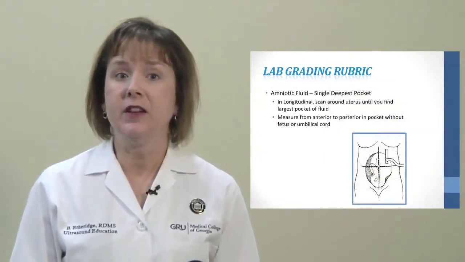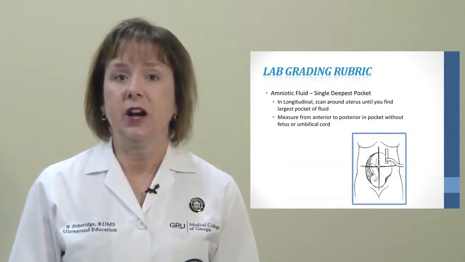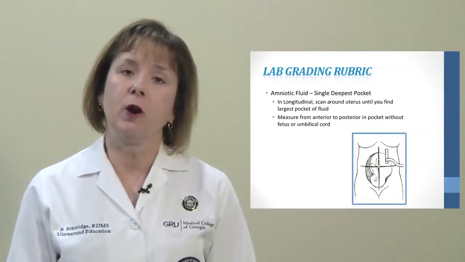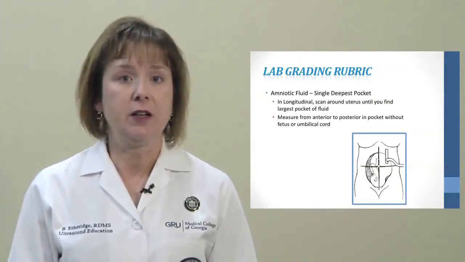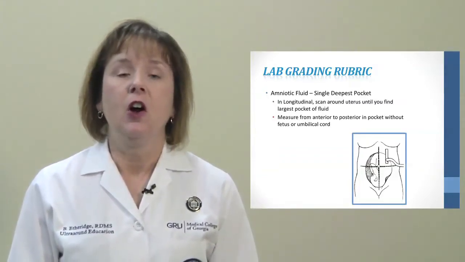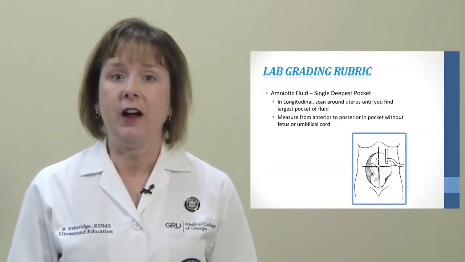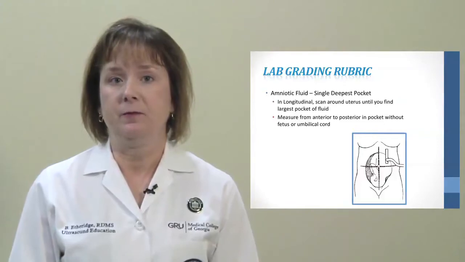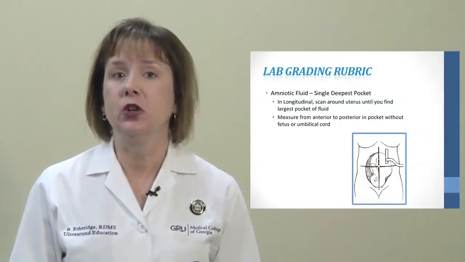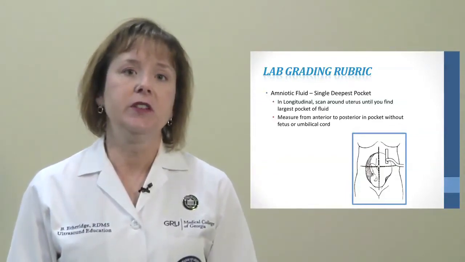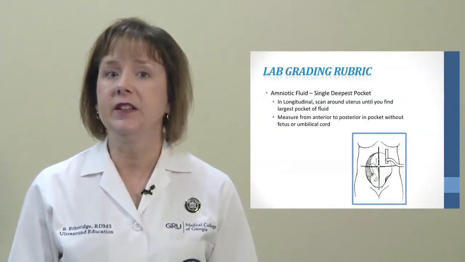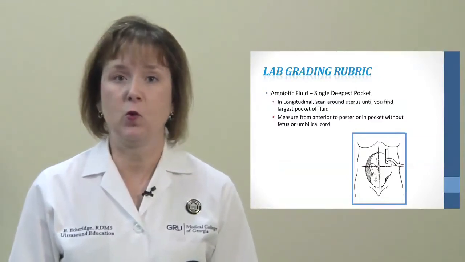The last aspect of the exam that we will address in lab is the documentation of amniotic fluid in the pregnancy. Amniotic fluid is crucial for growth and development of the fetus and should be documented on the ultrasound. Two objective methods of amniotic fluid measurement are the amniotic fluid index, or AFI, and the single deepest pocket method. We will be using the single deepest pocket method, which should normally range from 2 to 8 centimeters. To use this method, scan the whole uterus and identify the largest pocket of amniotic fluid that does not contain the fetus or the umbilical cord.